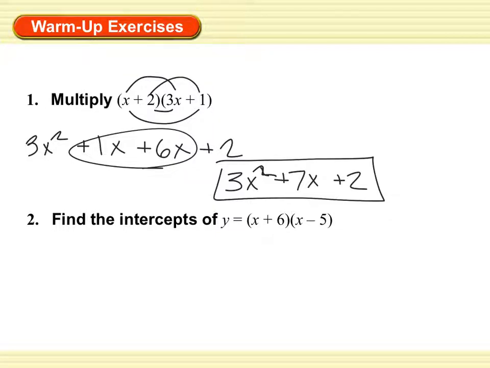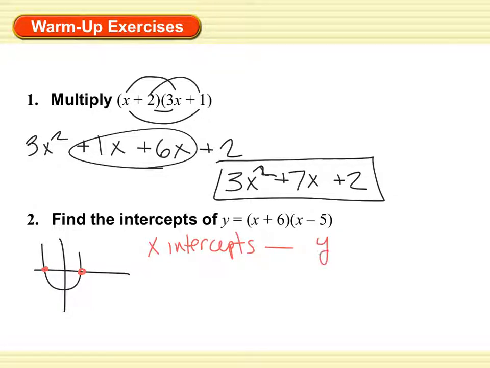Find the intercepts, and if we remember, I have any graph. I've got two x-intercepts, right there and right there. X-intercepts is where the y value equals 0 and the x equals a number, and then I have a y-intercept, which is where the x value equals 0, and we have a value of y. So let's do our intercepts for this.